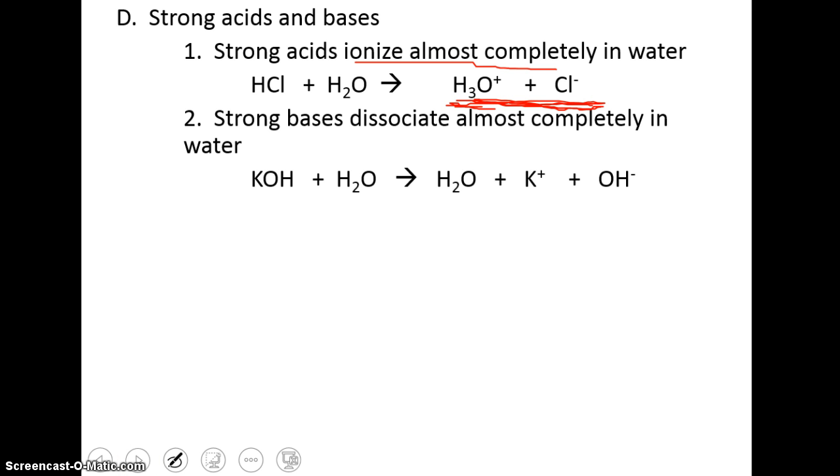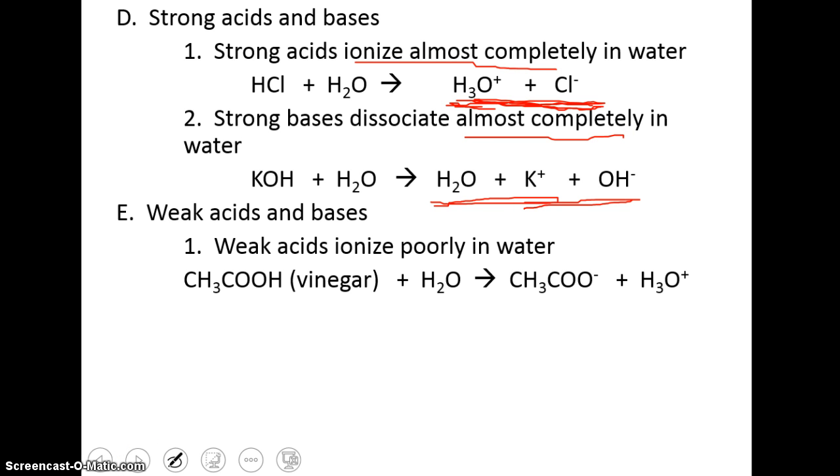Bases dissociate almost completely in water. So when you add KOH, potassium hydroxide, to water, it's going to break up into its ions. And so at the end of the reaction, you have mostly products again, because they're doing it almost completely.